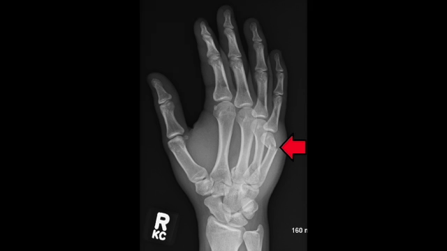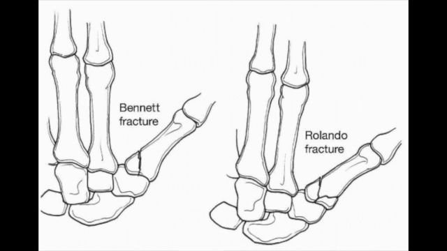Next, a Bennett's fracture, or a dislocation and Rolando fracture. So we'll differentiate between them. Metacarpal fractures involving the base of the thumb. Mechanism is an axial force applied to the thumb in flexion. A Bennett fracture is a non-comminuted partial intra-articular fracture, whereas a Rolando fracture is a comminuted complete intra-articular fracture.